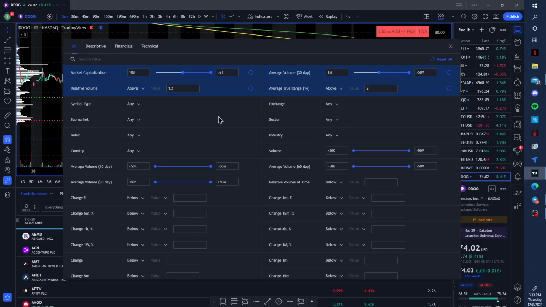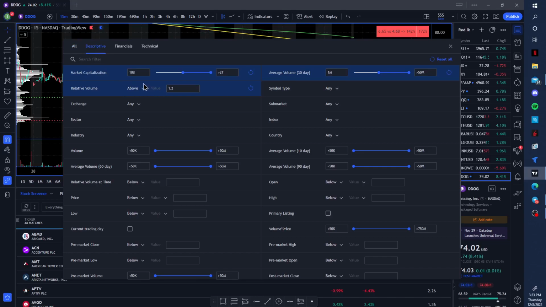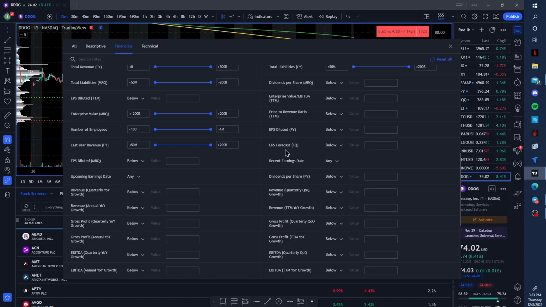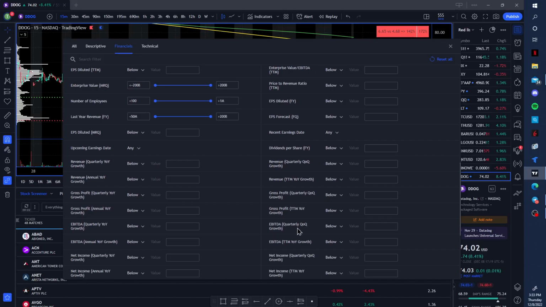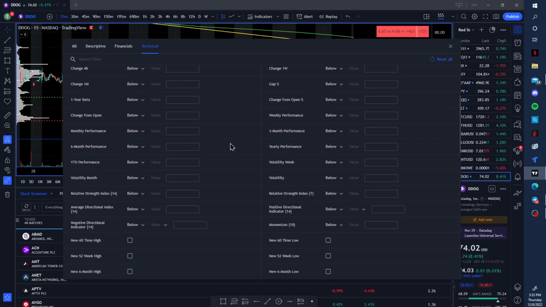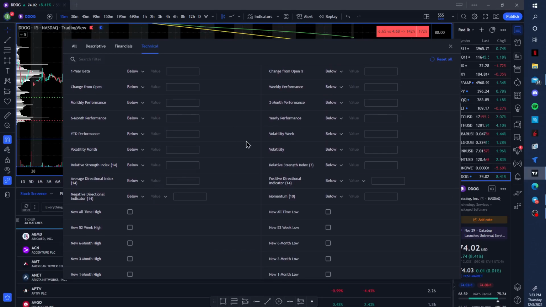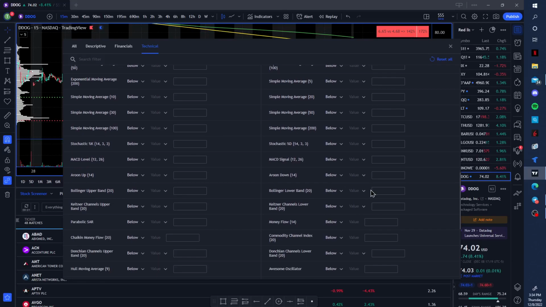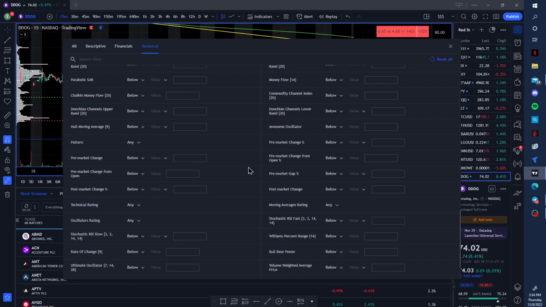So this is my current filter settings. You can filter on anything. You can filter on description. You can filter on financials. They literally have everything. EPS forecast, recent earnings date, EBITDA. They literally have anything that you could think of filtering on. You can do percent change of the 5 minute, 15 minute, weekly, monthly performance, RSI, year to date. You can do exponential moving average crossing over and things like that. So this is a super powerful tool that I think if you're using options and trading equities is something you should be utilizing. But let's go to what I use it for.